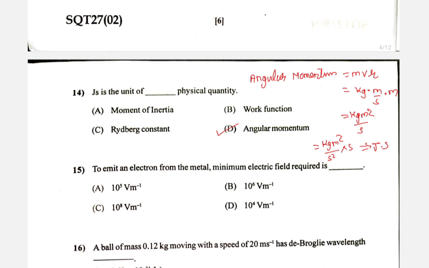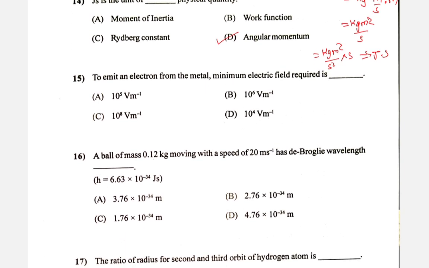Next, to emit electrons from metal, minimum electric field is required. See, this question is according to the knowledge base, and in the textbook it's given on the first or second page of chapter 11. In this there are 3 types of emissions: first is thermionic emission, then field emission, and photoelectric emission. In these 3 types, for electric field emission the minimum required is 3 into 10 to the power 8 volt per meter.